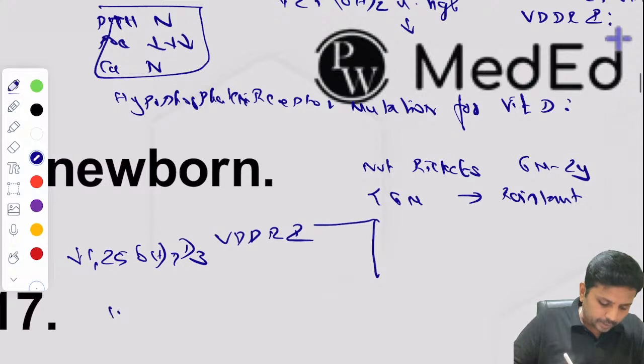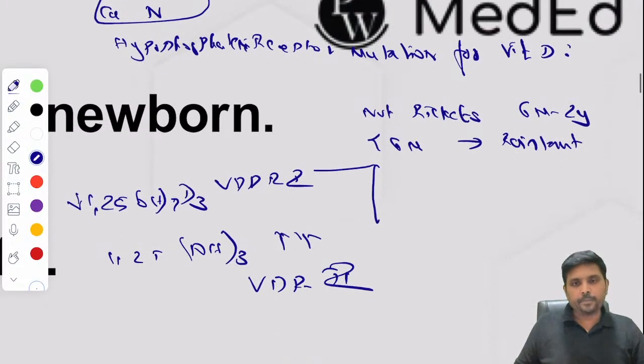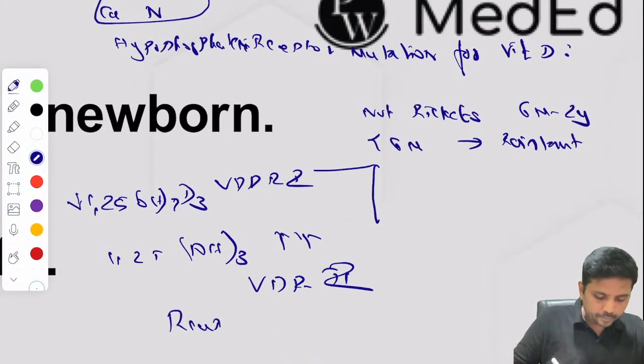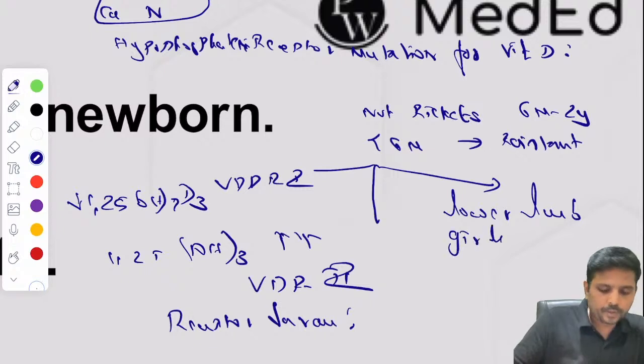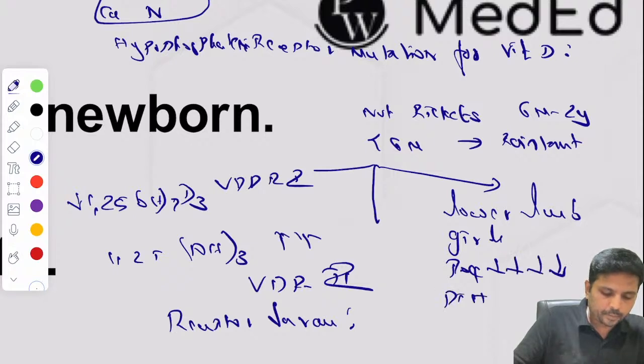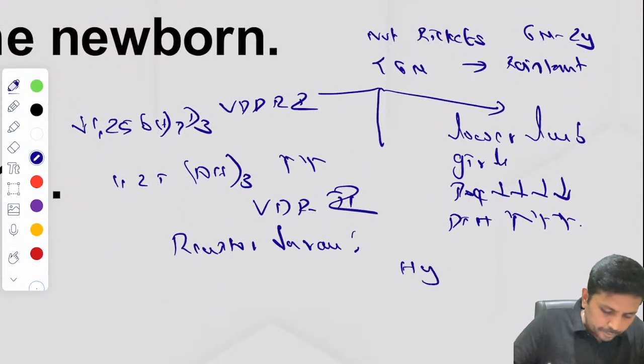And then another thing is 1,25 dihydroxy D3 levels are very high. This is VDDR type 2, which is due to receptor damage. And then rickets that preferentially involves the lower limb and preferentially involves girls. And here phosphorus is low, but parathyroid hormone levels are high. This is called hypophosphatemic rickets.